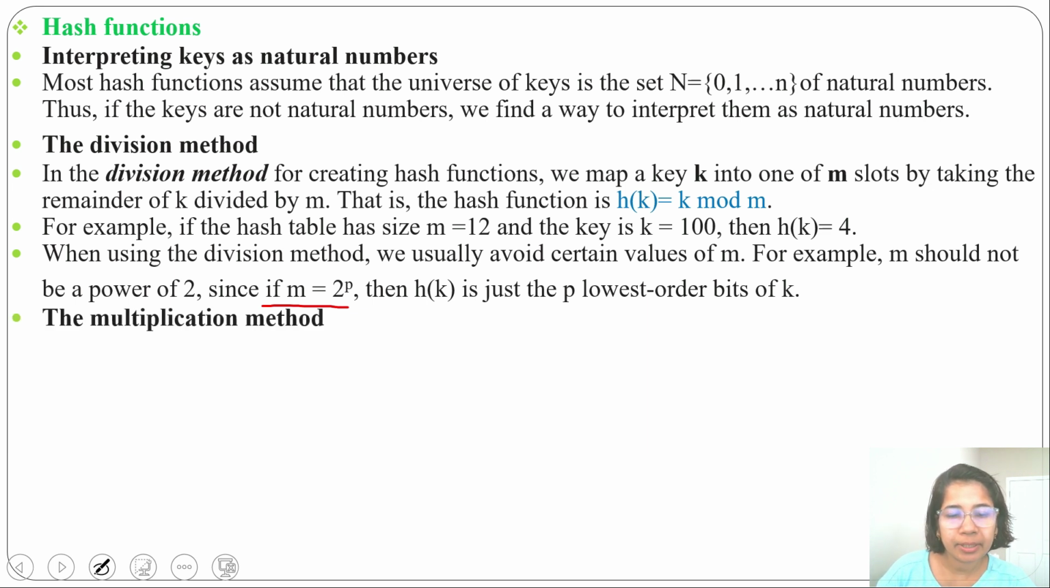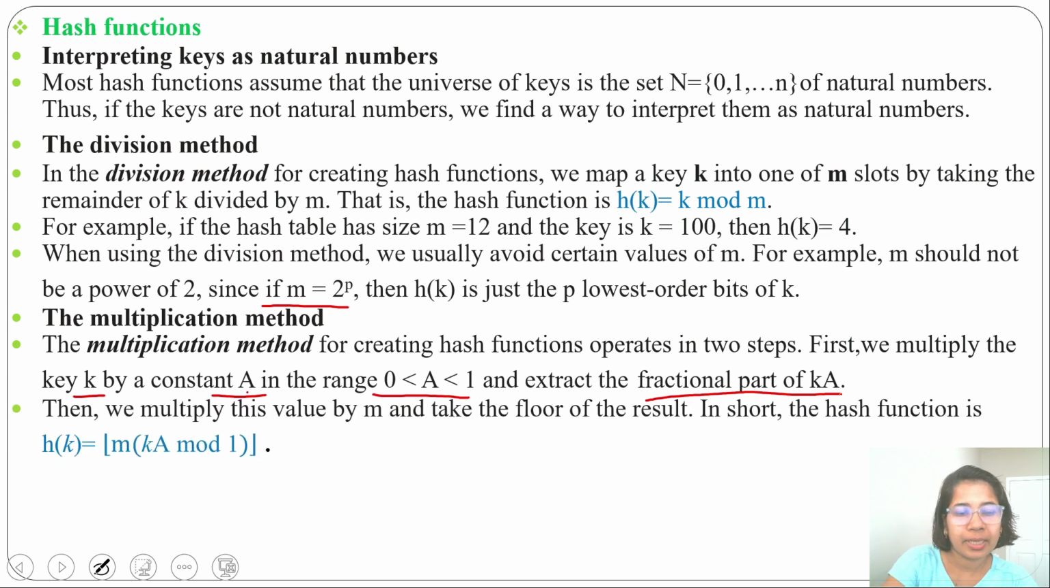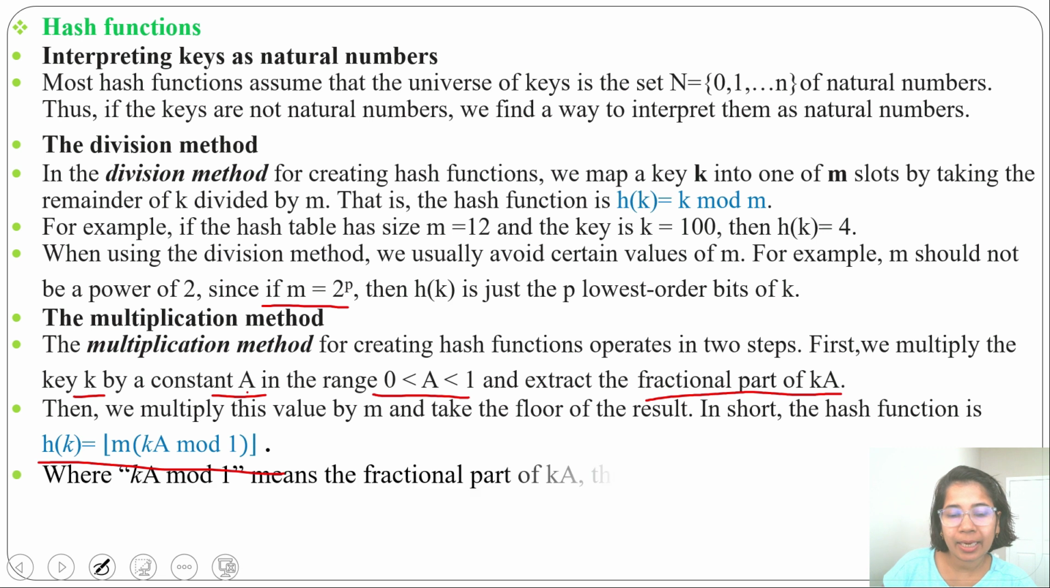Next is the multiplication method. It's a two-step method. First, we multiply the key k by a constant a, where a should be in the range between 0 and 1, and extract the fractional part of ka. Next, we multiply this value by m and take the floor of the result. So h(k) = floor(m (ka mod 1)). ka mod 1 means the fractional part of ka.